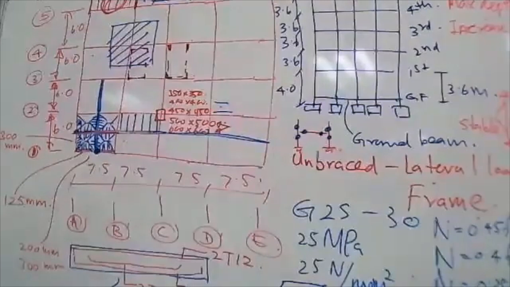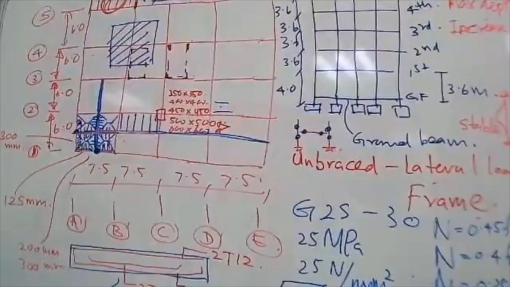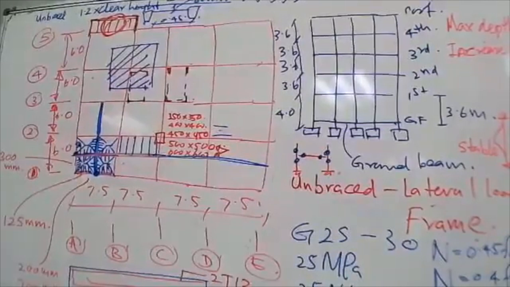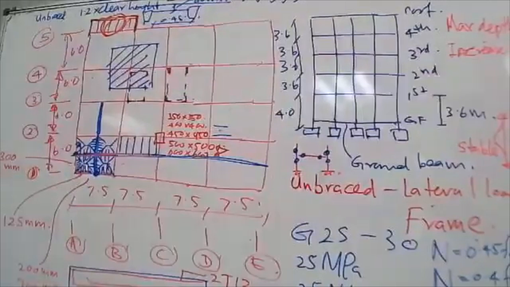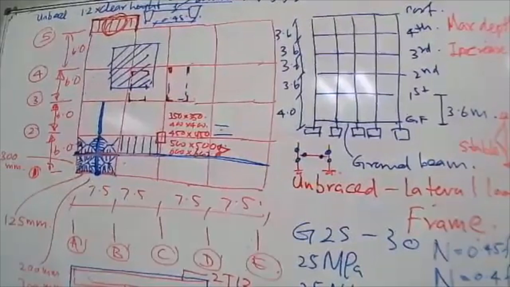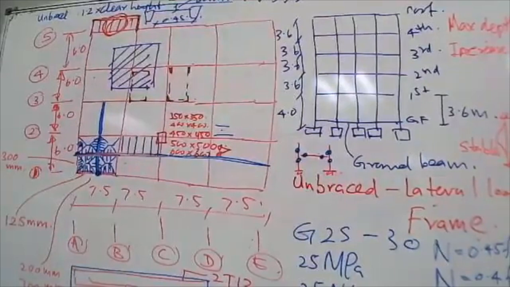Because we should not think only about the code. Code allows us all these equations. We can do calculations, but we must look at the big picture. So when you look at the big picture, we do not like hinges forming in the column. We like hinges forming in the beam. So make sure the column is bigger than the beam. And I might use the same column size for the full height, because changing the size of the formwork also will be costly.